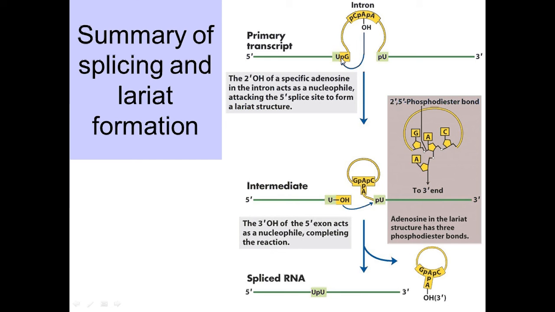Then this U is going to have a free OH at the 3' end, and it's going to attack the 5' end of this U over here. This is a nucleophilic attack, and then you get the spliced RNA. It's going to have three phosphodiester bonds at this adenine, which creates a lariat.